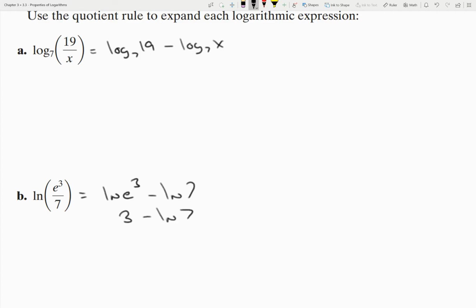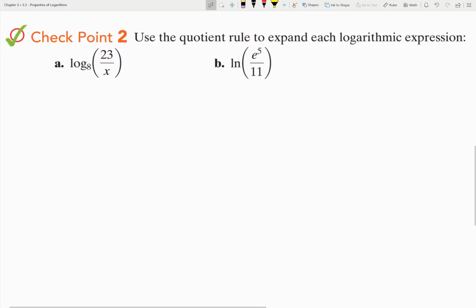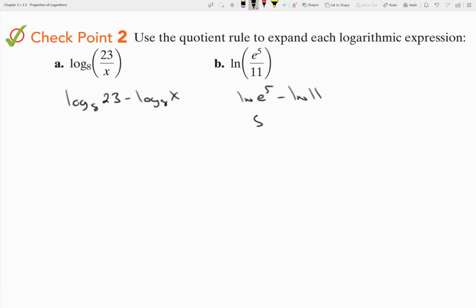Okay? And that does simplify a little bit after we have expanded it. So again, use the quotient rule to expand each of these two expressions. For the first one, we get the log base 8 of 23 minus the log base 8 of x. Nothing to do with that because with 8 and 23, there's nothing there. To expand the second one, we now have the natural log of e to the 5th power minus the natural log of 11. The natural log of e to the 5th power is 5.